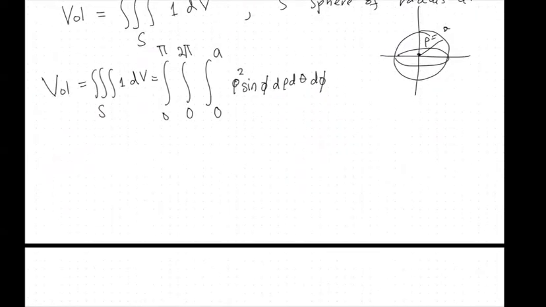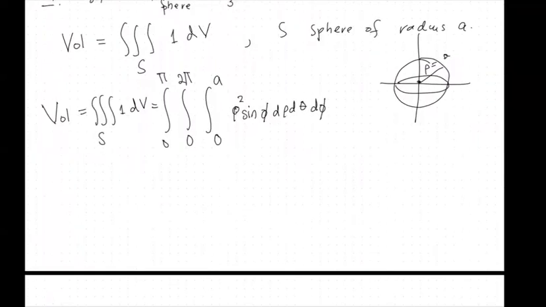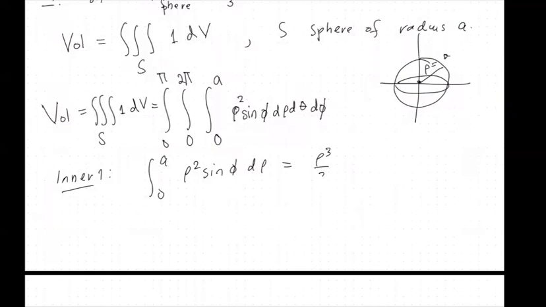Now let's show that this is indeed 4/3 pi a cubed. For the inner integral, this is the integral from 0 to a of rho squared sine phi d rho. So you get rho raised to 3 over 3 sine phi, and then we evaluate from 0 up to a. So this is just a raised to 3 over 3 sine of phi.